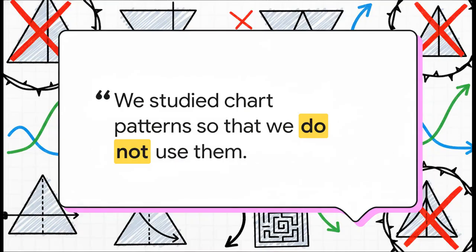Okay, so to kick things off, let's start with this kind of wild idea from the source material. It says, we study chart patterns so that we do not use them. I mean, think about that for a second. It basically flips everything you've probably learned on its head, right? It's suggesting that those very patterns you were taught to hunt for might actually be traps.